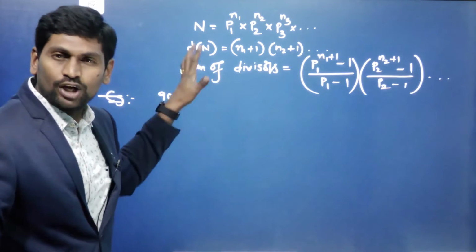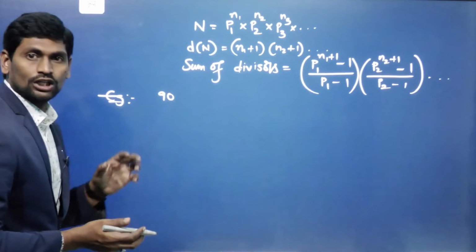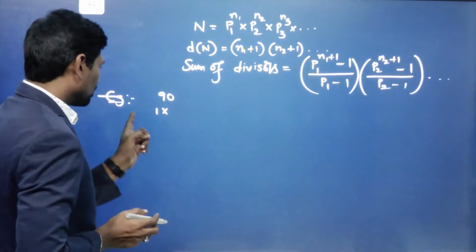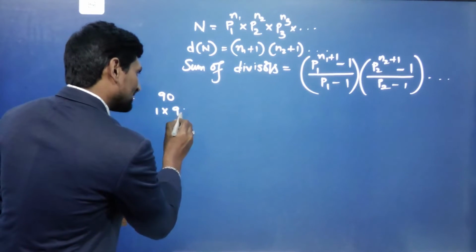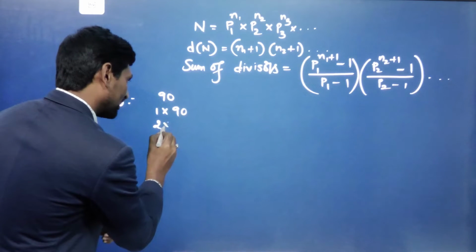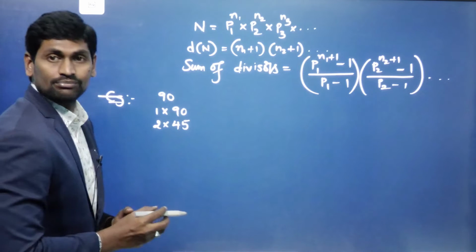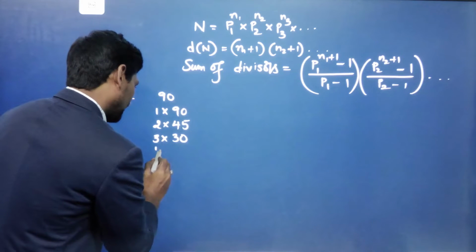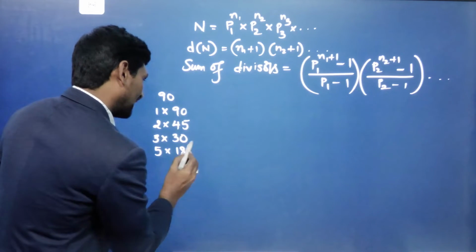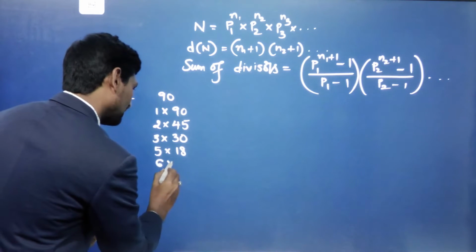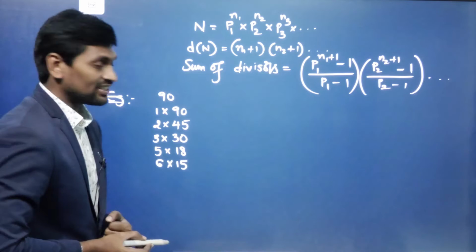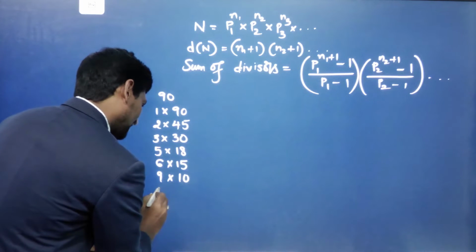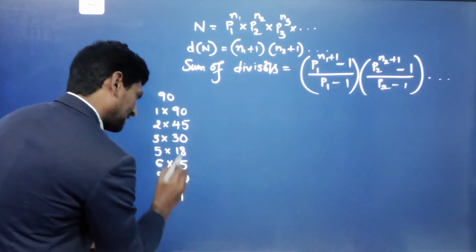That means we need to find all the factors of 90. Each and every table we should check. 1 is a common factor, so 1 table will always come. 1 90s are 90. 2 table, 2 45s are 90. 3 table, 3 30s are 90. 4 table won't come. 5 table, 5 18s are 90. 6 table, 6 15s are 90. 7 not coming. 8 not there. 9 table, 9 10s are 90. 10 table, also 10 9s are 90.